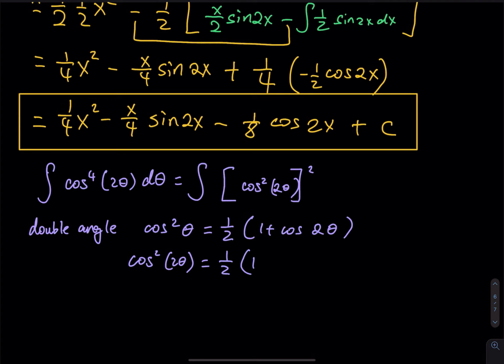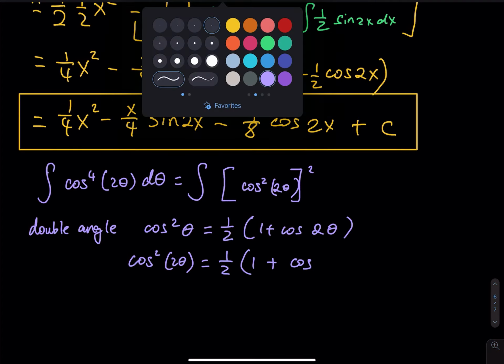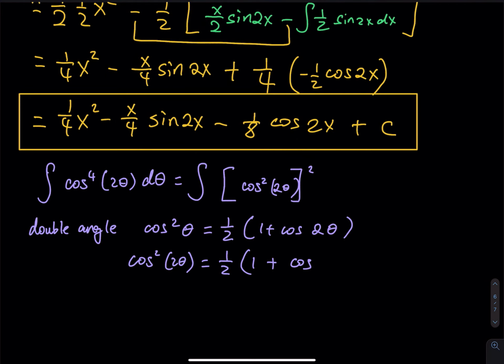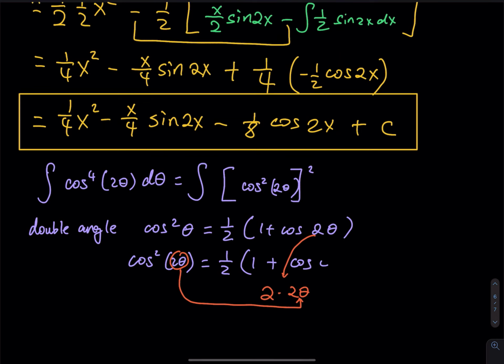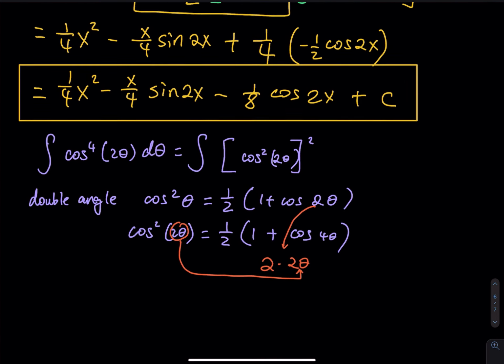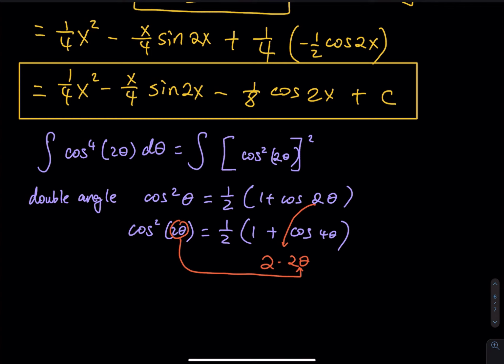1/2 times 1 plus cosine of what? Cosine of, let's do this in orange. Then that will be these two here times these 2 theta, which is equal to 4 theta. All right, so therefore the integral becomes 1/2. Oh, and then you have 2 of this, right? So that becomes 1/2 times 1 plus cosine of 4 theta, and then you square this, d theta.